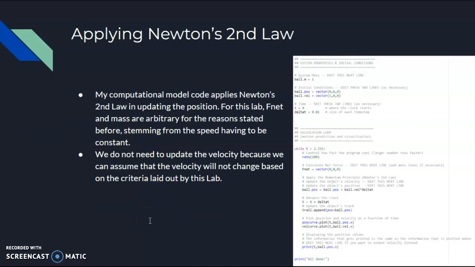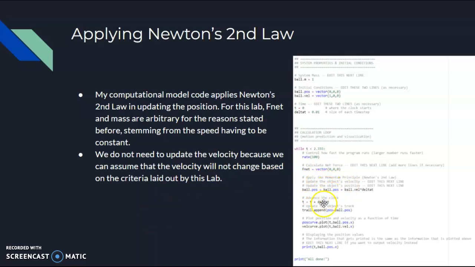Applying Newton's second law. My computational model code applies Newton's second law in updating the position. For this lab, F net and mass are arbitrary for the reasons stated before, stemming from the speed having to be constant. We don't need to update the velocity because we can assume that the velocity will not change based on the criteria laid out by this lab.